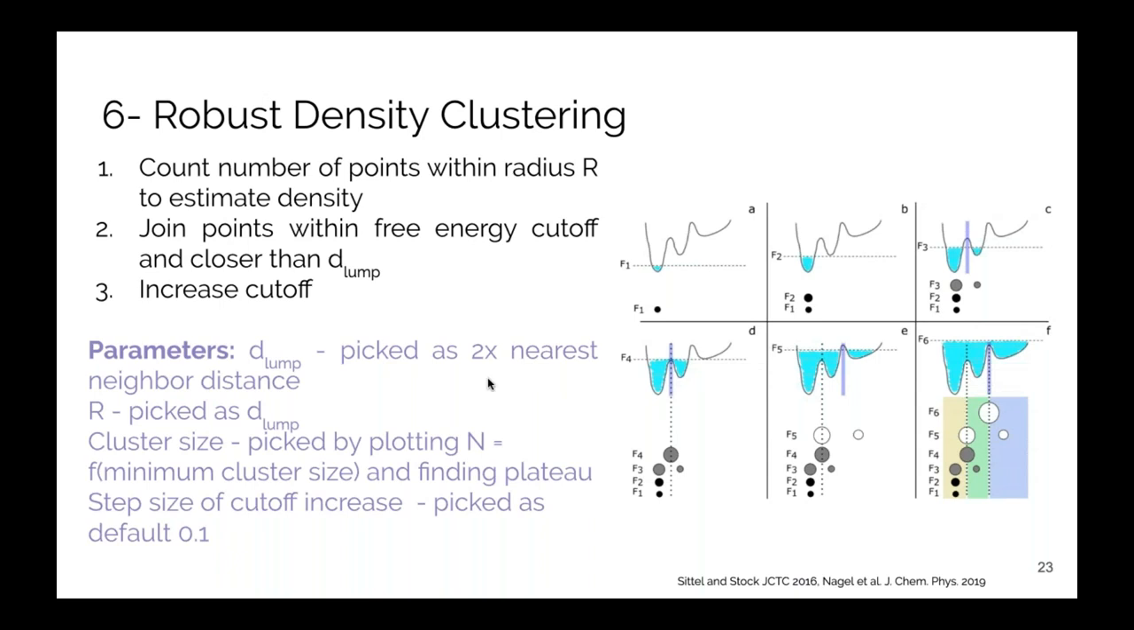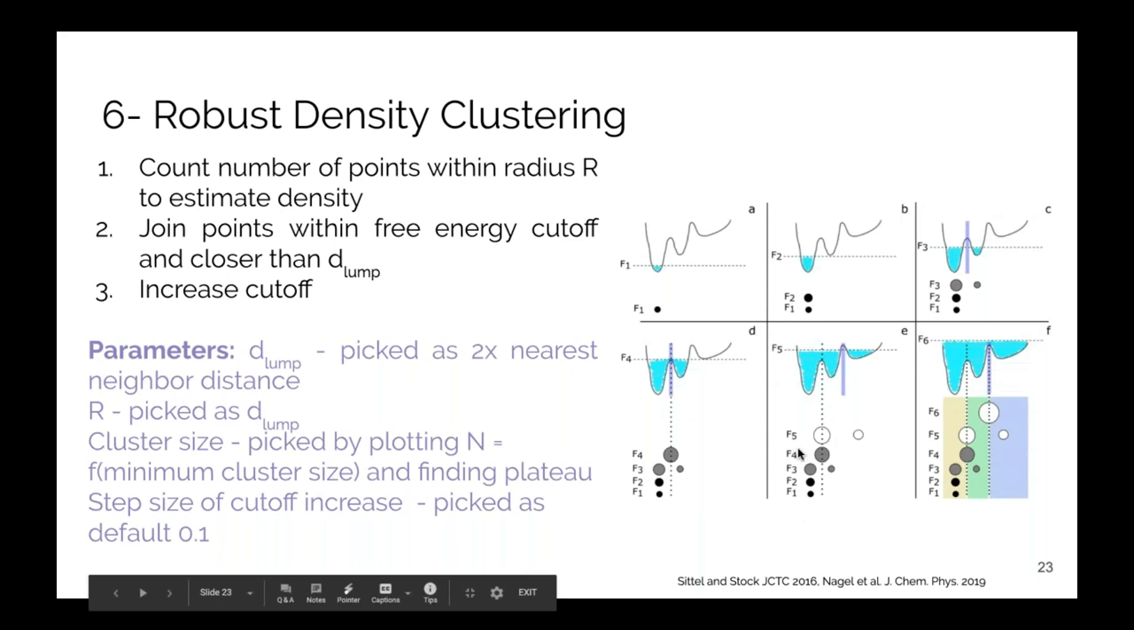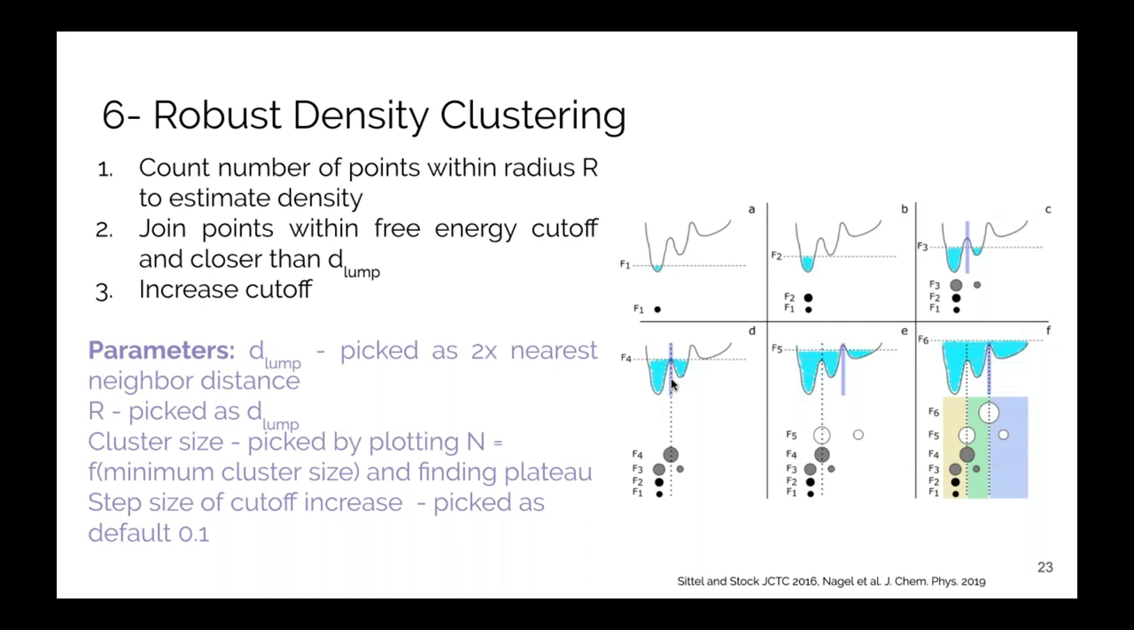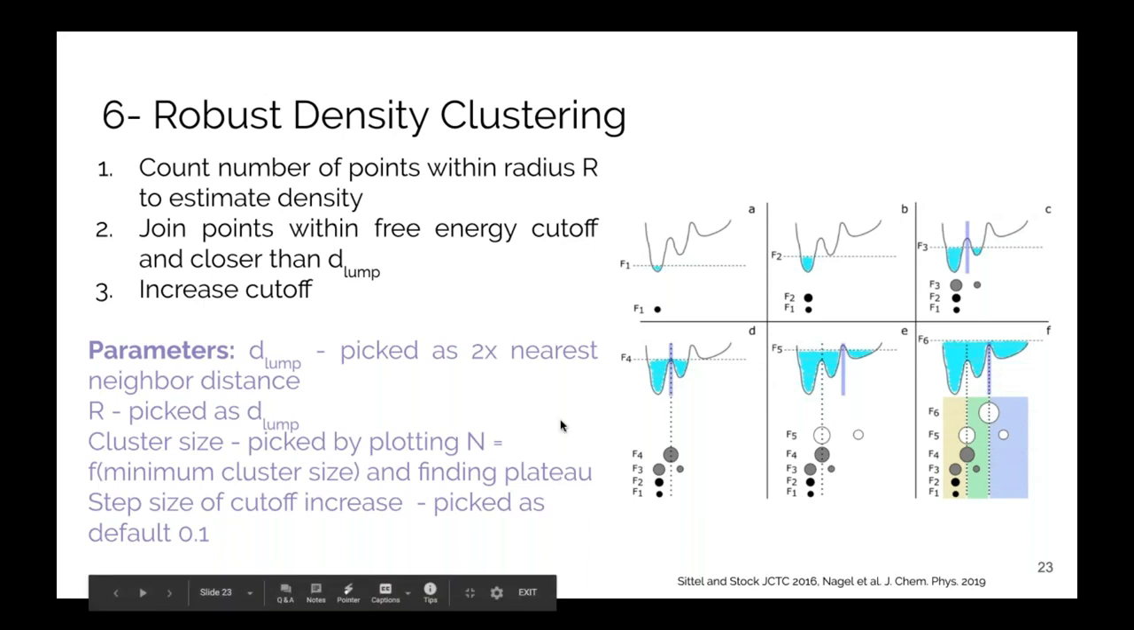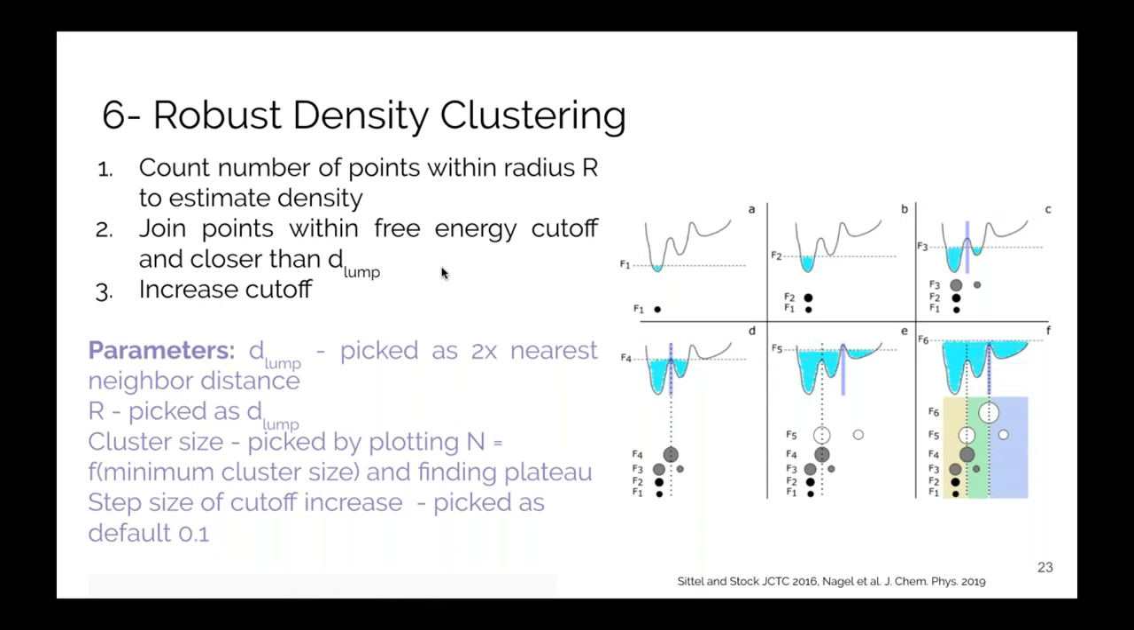called robust density clustering. That is quite interesting for us to use because it's intuitive, and basically it does an estimation of the density by counting the number of points within a radius R, and then joining the points within a free energy cutoff and closer than D-lump, and the free energy cutoff is increased iteratively until you can build the structure of the clusters in a hierarchical way. And as I mentioned, this method takes advantage of the shape of the free energy landscape, which is nice. Unfortunately, though, it has quite a few parameters to fit. And the authors have in their papers a description on how to pick these parameters in the best way possible.